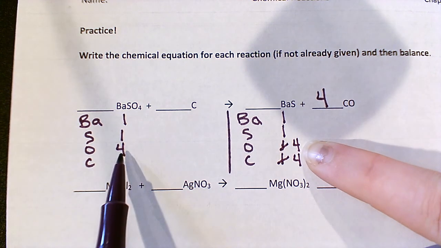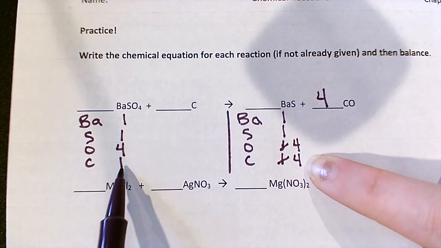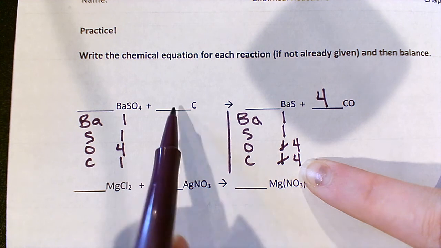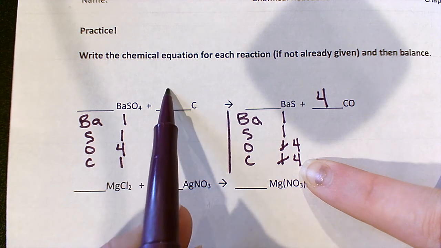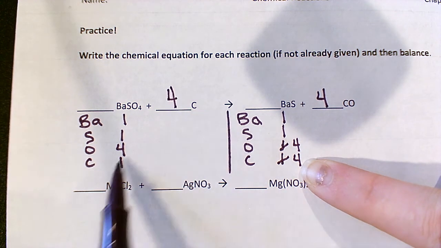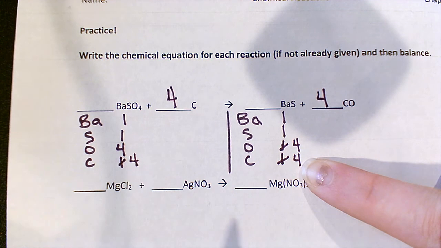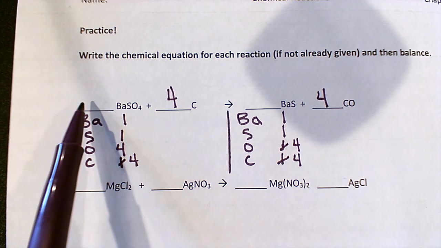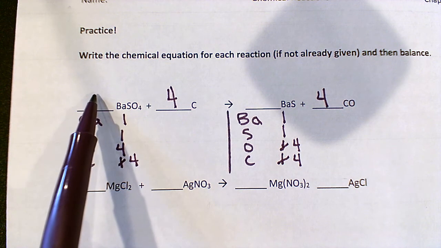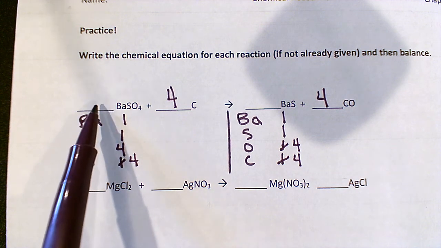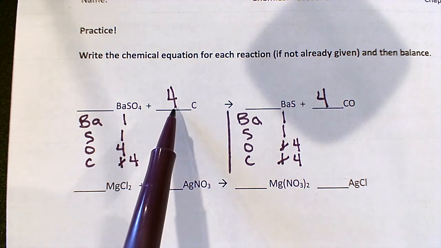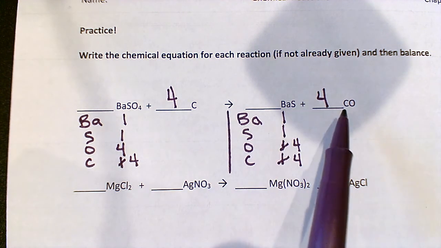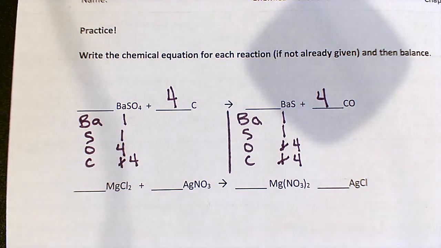So now oxygens are good, I have 4 and 4, but carbons got messed up, so I need to fix that. I have 4 carbons here. What do I need to put here to get 4 carbons? I would need 4 times my 1 carbon, 4 carbons. So to balance this equation, I need no coefficient here because I just need the 1. If you feel better and really want to write a 1 there, that's fine, but you don't need to. 4 carbons would yield 1 barium sulfide and 4 carbon monoxides.